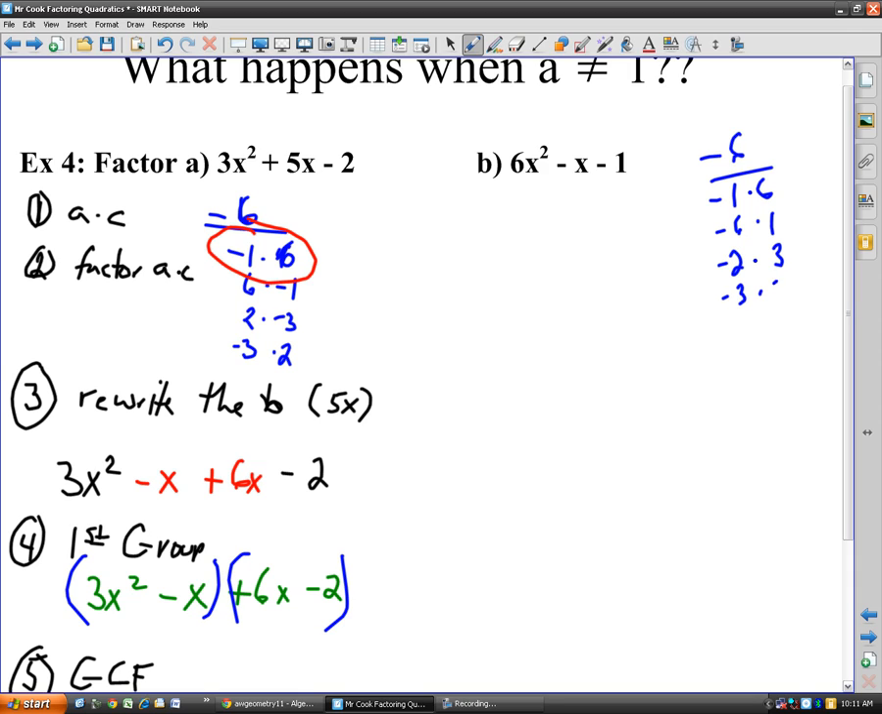So I'm now going to rewrite, step 3, the negative x as expanded out. So I'm going to say 6x squared. Now my middle term gets expanded to negative 3x plus 2x minus 1. And then now I'm going to group. Step 4 is group. So we get 6x squared minus 3x plus 2x minus 1. I'm going to group them.